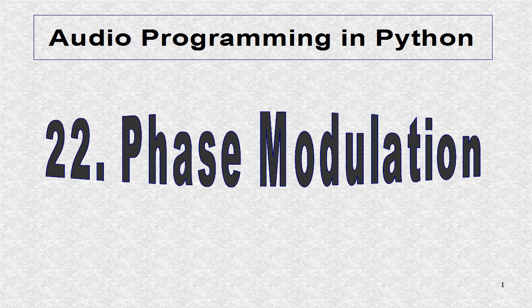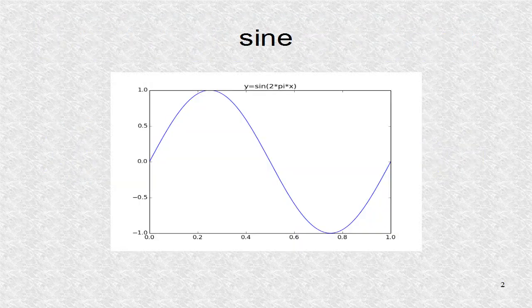1. Phase modulation is very similar to frequency modulation. 2. We will use a sine table created using Gen 10. Also, we will use a normalized X such that 0 points to the first table entry and 1 points to the last table entry. The middle entry corresponds to 0.5.